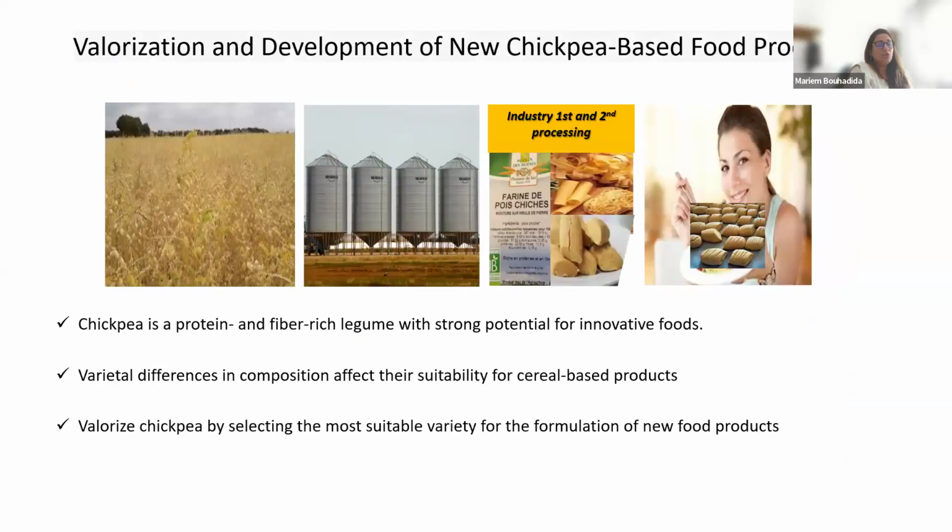So as we may know, chickpea is a legume rich in protein, dietary fiber, and bioactive compounds, offering a strong potential for the development of innovative and nutritious food products. Varieties differ in their physicochemical, mineral, and techno-functional composition, which influences their suitability for incorporation into cereal-based products. Therefore, it's essential to identify the optimal variety to maximize both the nutritional and technological quality of the developed products. Next.